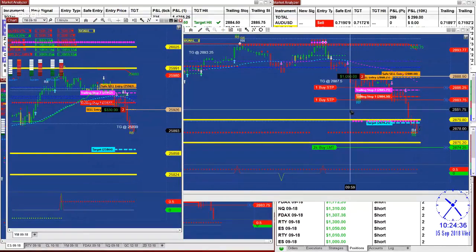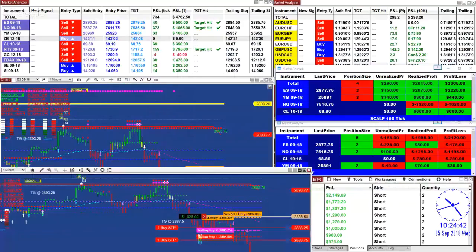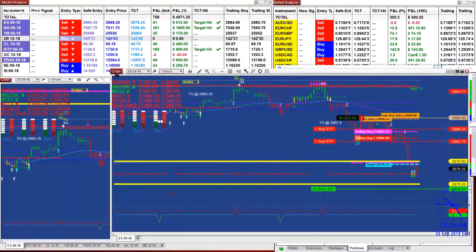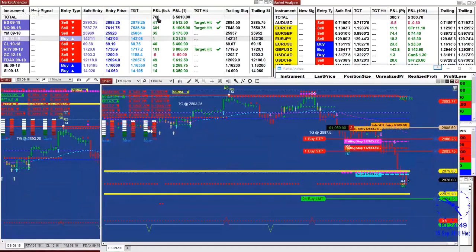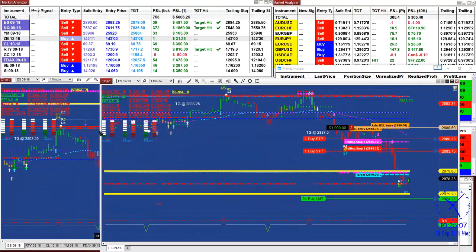Now, if we look at the market analyzer, we are 769 ticks in profit: 42 ticks on the ES, 388 ticks on the YM, 377 on the Nasdaq, 33. This is what I covered yesterday.